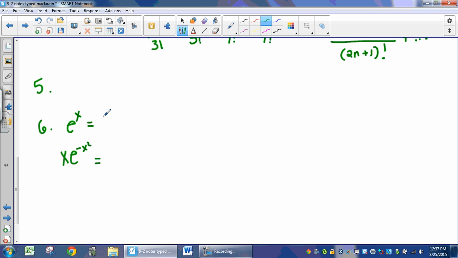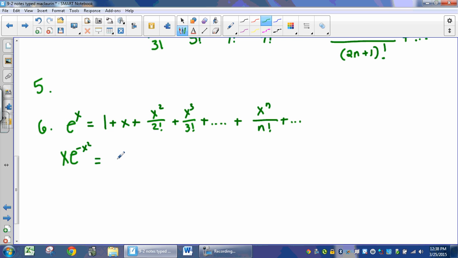E to the x is that simple one: 1 plus x plus x squared over 2 factorial plus x cubed over 3 factorial plus x to the n over n factorial. There's the series for e to the x. Okay, now I need x e to the negative x squared. Well, I have to take all the x's and replace them with negative x squared. Okay, I can do that.